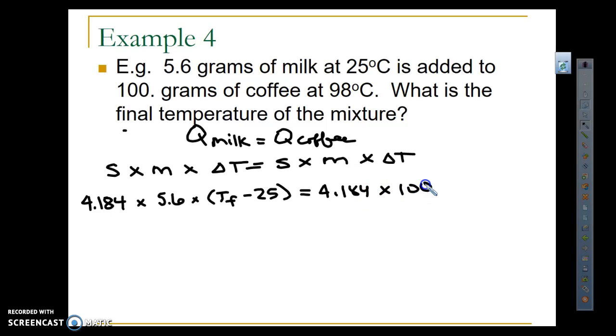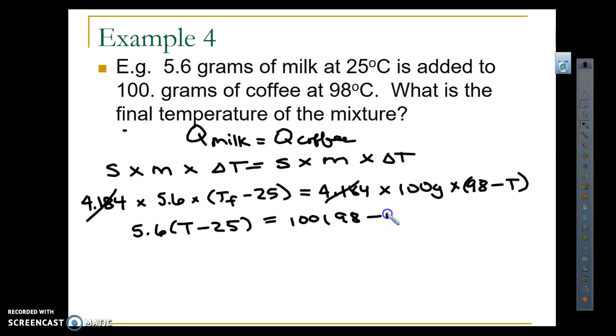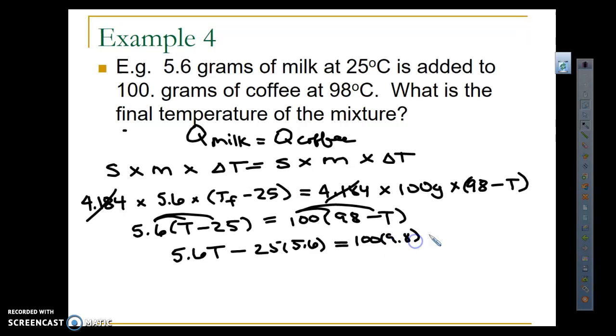4.184, 100 grams. And the other thing you want to do here is that the coffee is definitely going to cool down, so minus T. Now, you can cancel that. If you didn't, you'd want to multiply that through. Make sure you do the distributive property. So I'm going to finish this up real quick here, making sure you multiply these two and then gather your T's. I'll do this real quick because I only have a few seconds left. And so 98, not 9.8.